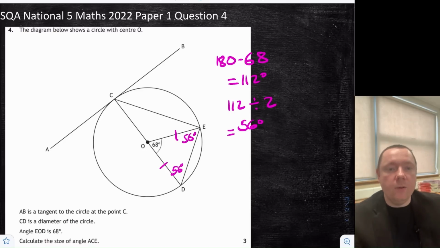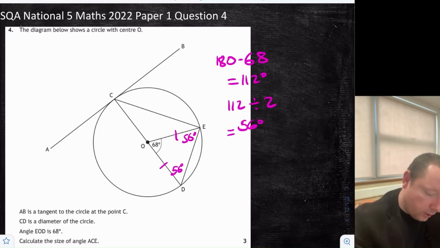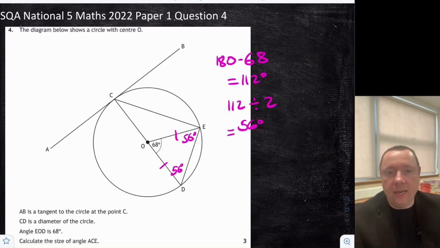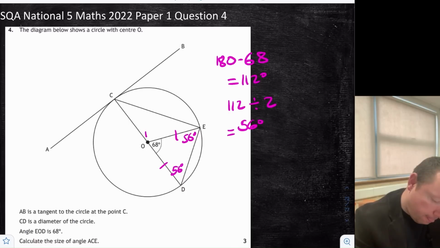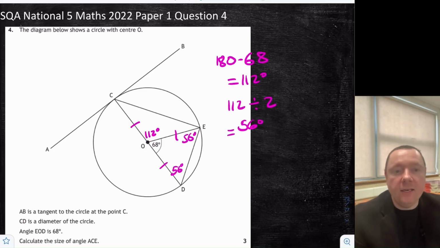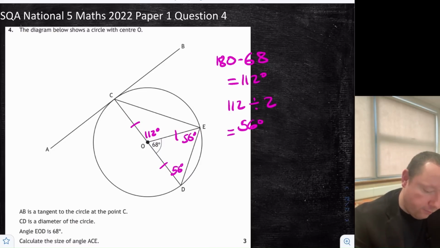Now we can move on to our next triangle. Over here, angles on a straight line add up to 180. So 180 minus 68 is 112. And again, you should be able to see that that's an isosceles triangle on this side as well. So you can do 180 minus 112 to get 68, and then divide that by 2 to get 34. So you get 34 degrees up here.